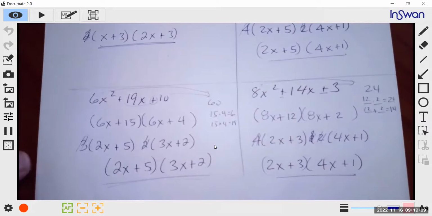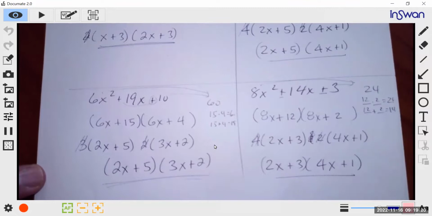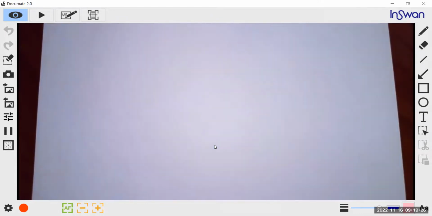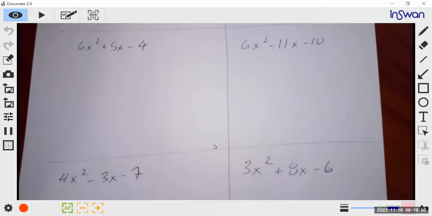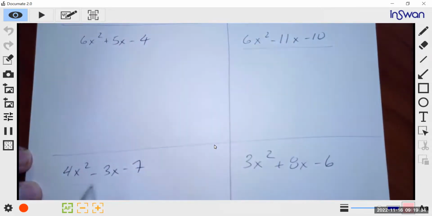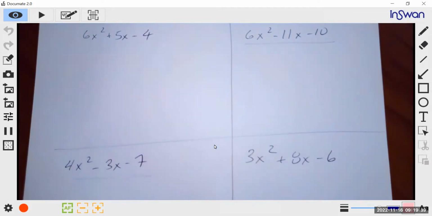So your answer should be 2x plus 5, 2x, 3x plus 2. I want to do 2 more on this next page. Let's do this one and this one. These two.